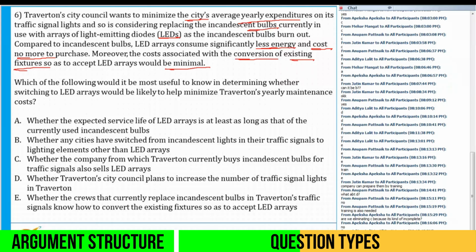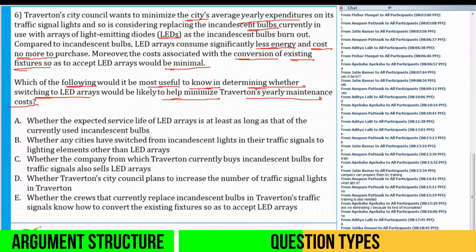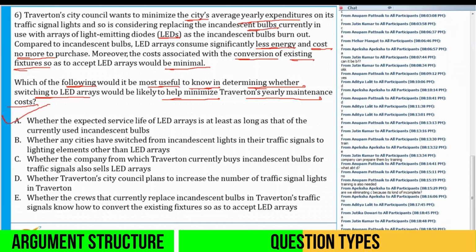Now the question is, which of the following would be most useful to know in determining whether switching to LEDs will help to minimize the city's yearly maintenance costs? Maintenance cost will minimize. What do you need to know? They believe that when they switch to LEDs, LEDs consume less energy and the price is also just the same as bulbs. But overall, will you be able to minimize the maintenance cost yearly? You would like to know what? For this, you have to know, yes, number A, whether the expected life of LED arrays is at least as long as that of the bulbs.